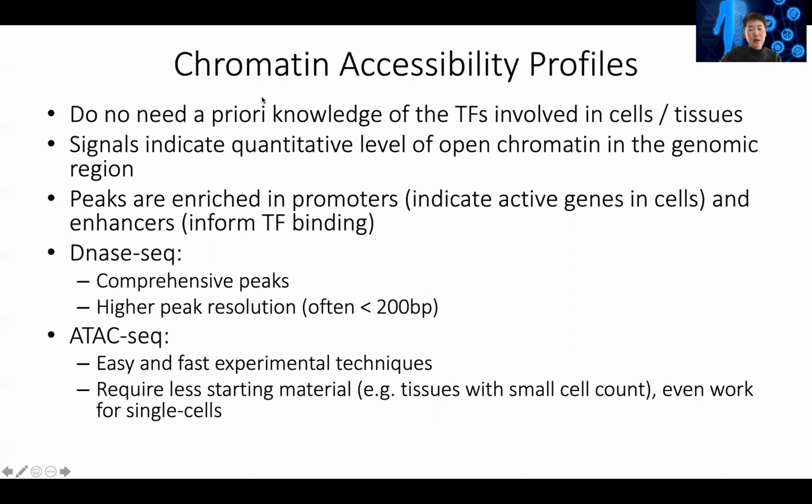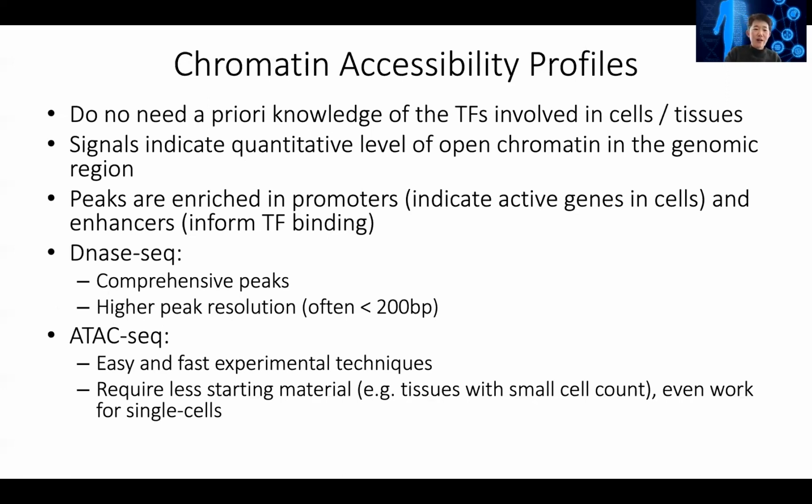In both the DNase and the ATAC-seq, the peaks are enriched in both the promoters, which kind of indicates potential active genes in the cells, and on the enhancers, which can inform us about the relevant transcription factor binding. The advantage of DNase is it's a very comprehensive set of peaks. The peaks are very, very high resolution. A lot of these peaks are less than 200 base pair in resolution. So for motif finding, for figuring out what transcription factors bind there, it's really super helpful.